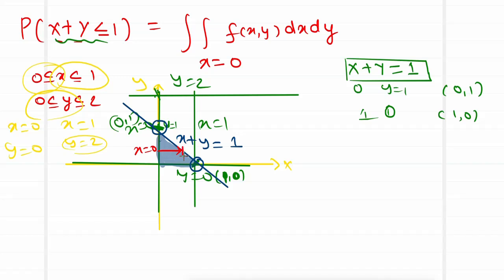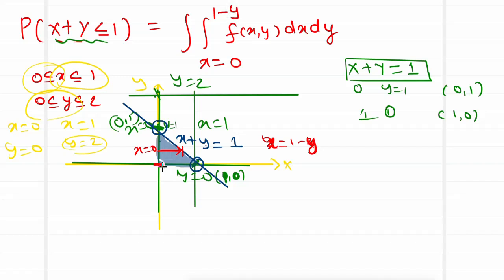And where does my y end? My y equal to 1 minus x at the ending point. So my x will be equal to 1 minus y at the ending point. So my x begins with 0 and my x ends with 1 minus y.